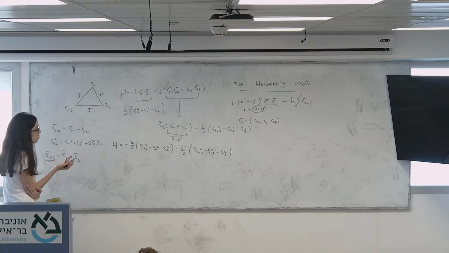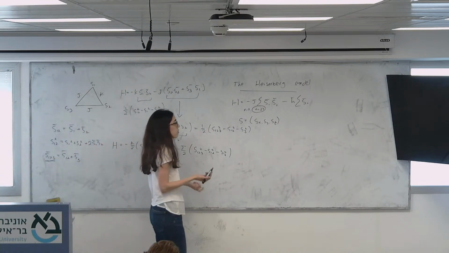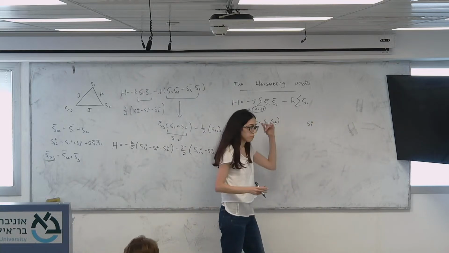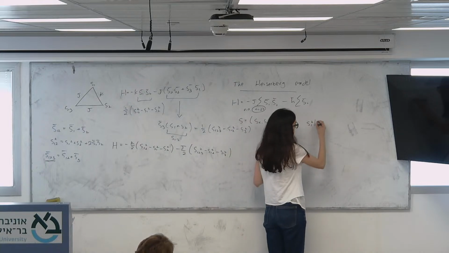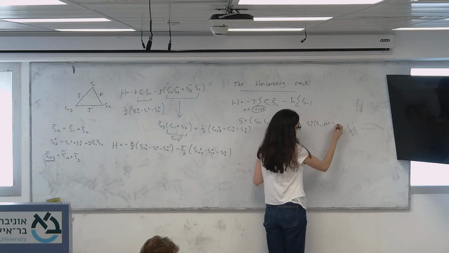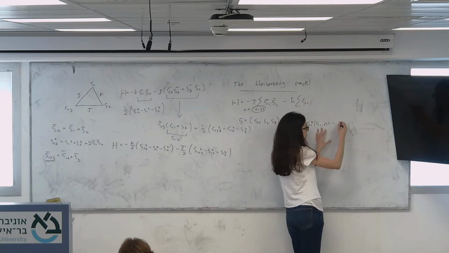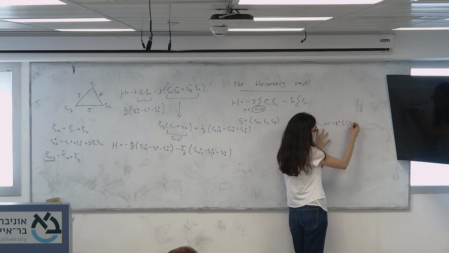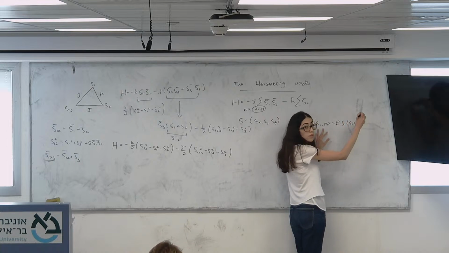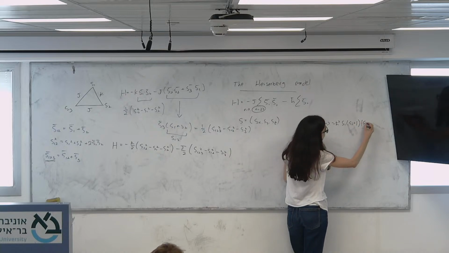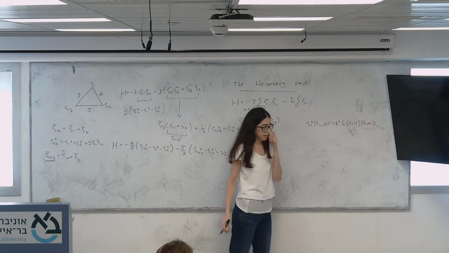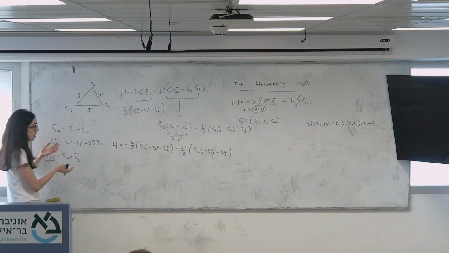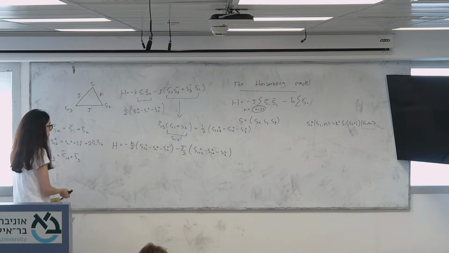Okay, so for example, for S1 square, it's very easy. We wrote it 10 minutes ago on the board. We know that the eigenvalues are going to be h bar square S1 (S1 plus 1). So we know the eigenvalues, but for S12 and S123, we need to find the new quantum numbers.